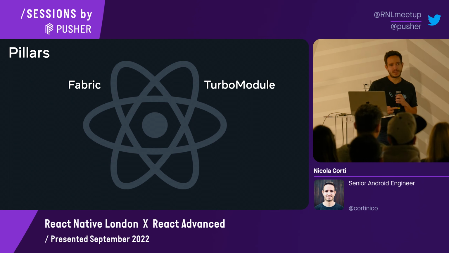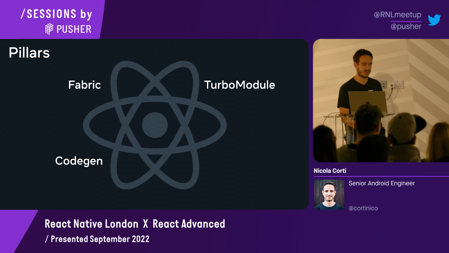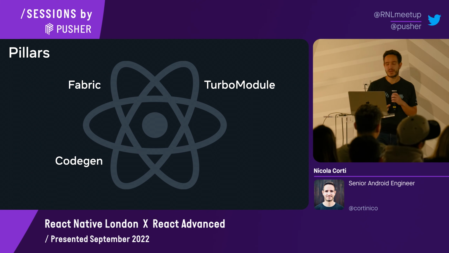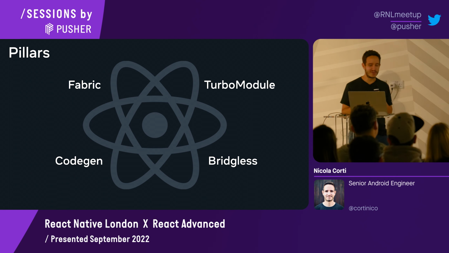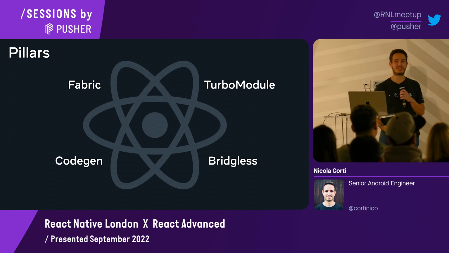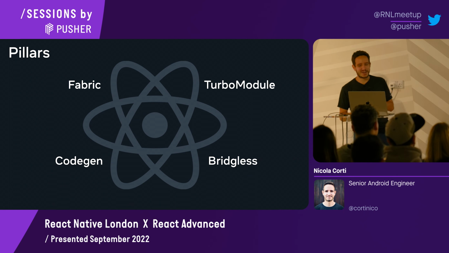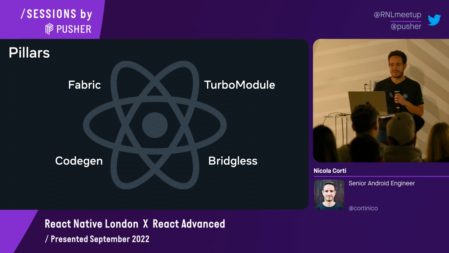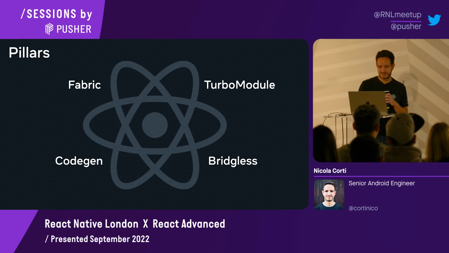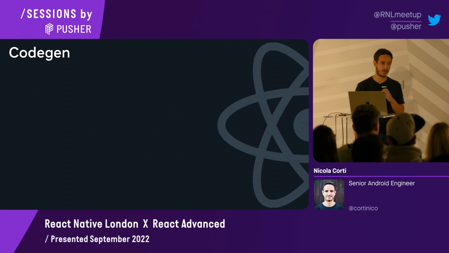We created a component which allows us to bring the type safety that I was talking about before, which is called the Codegen. And then we have a new mechanism, once everything is in place, which gets rid of the bridge, which is called the bridgeless mode. Again, I don't have the time to deep dive into everything here, but I want to give you a glimpse of our vision on the new architecture by talking about the Codegen.